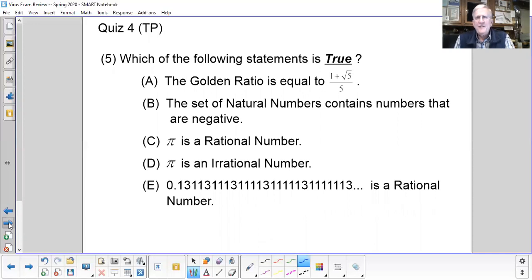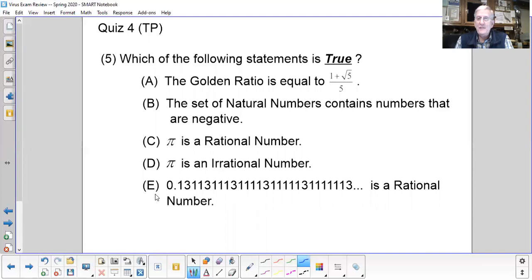Which of the following statements is true? The golden ratio is equal to 1 plus radical 5 all over 5. The set of natural numbers contains numbers that are negative. Pi is a rational number. Pi is an irrational number. And the last one shown there, 0.13113, followed by a 3, 4 ones followed by a 3, and so forth, is a rational number.